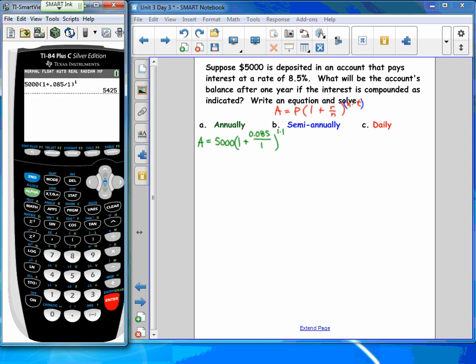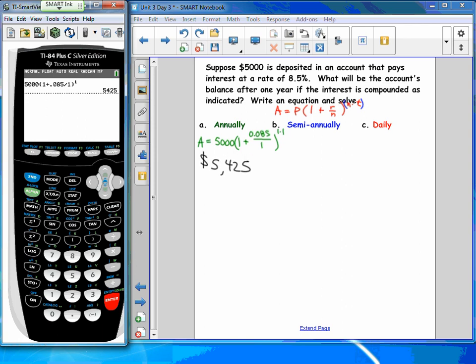So it looks like $5,425. Raise your hand if you got that. Anybody else have that? Way to go, you guys. So it looks like $5,425, and I'm going to put a dollar sign there.